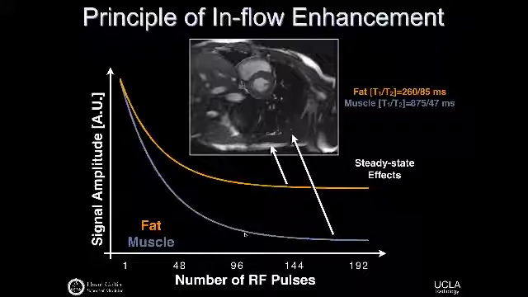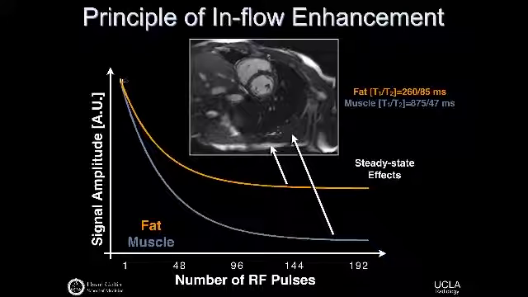And so as a consequence, you're driving down from the maximum possible signal that you could get to what we call a steady state value. Eventually, if you keep hitting the spins with the same RF pulse, they reach some saturated steady state value. And this is typical of almost all the imaging that we do.